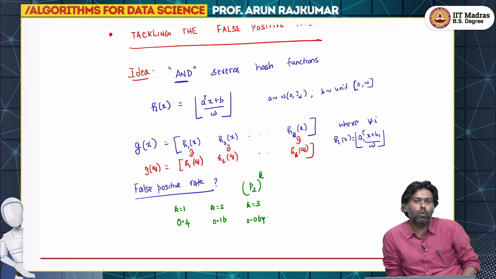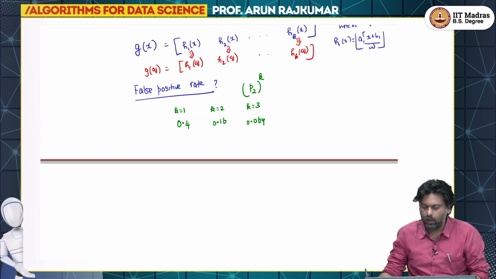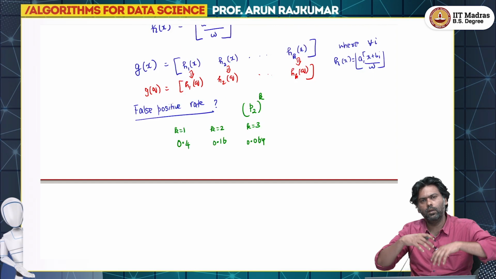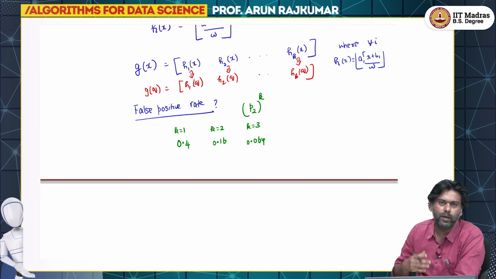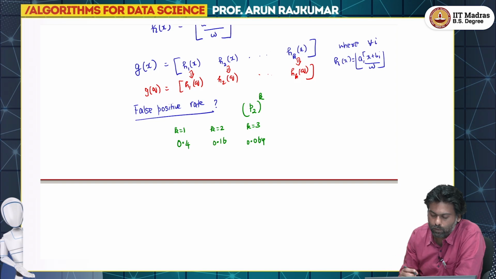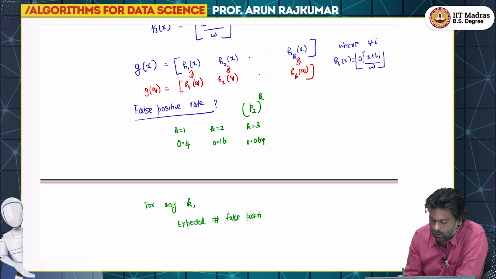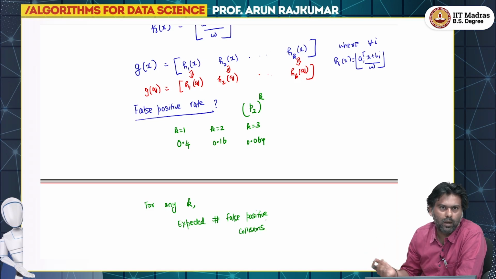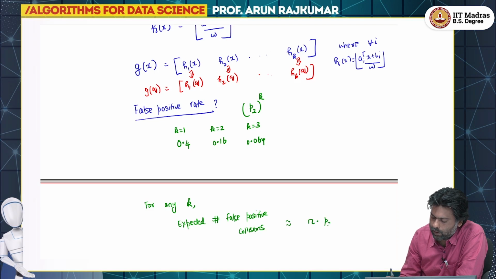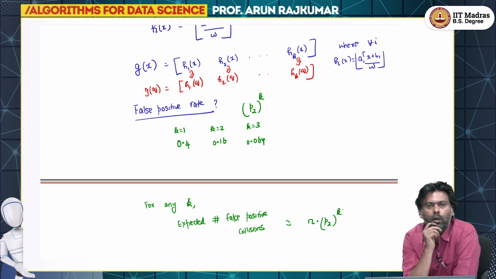My goal is, if the false positive rate is more, then roughly if the number of false positive points is order of n, right. So I am just going to think of it as n for the moment. So for a given k, for any k, the expected number of false positive collisions, how many bad guys will be there in the same bucket that the query hashes to, is going to be roughly n times p2 to the power k, expected number.